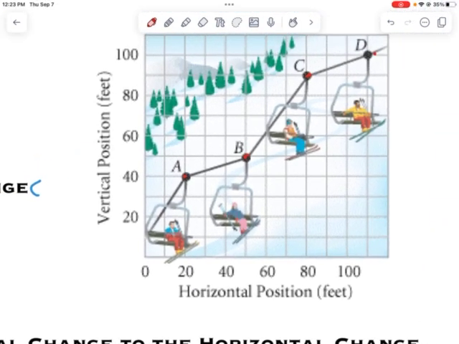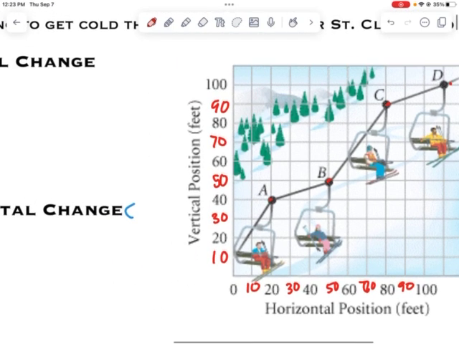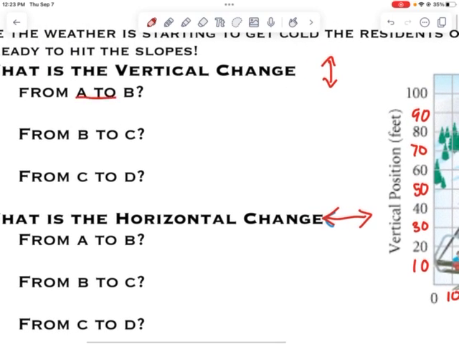When I look at vertical change, I always want to take a look at my scale. And I see that my scale here really is going by tens. Only every other number is labeled, okay? So go ahead and fill in the missing numbers on both the X and the Y. All right, so the vertical change, remember, goes up and down, and then horizontal change goes left to right.